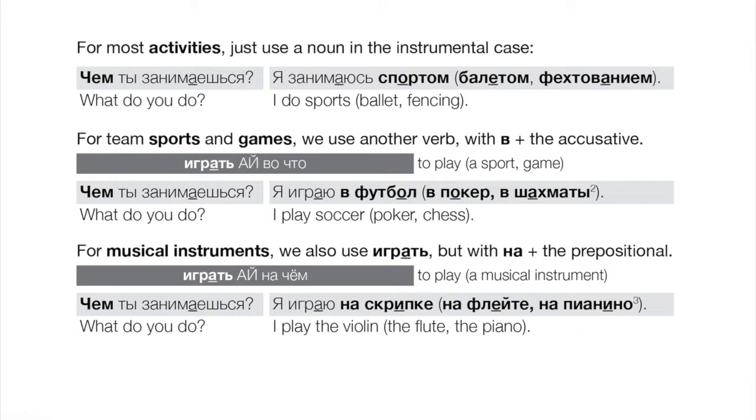Now, what about sports and games? There we could say заниматься plus the instrumental, or we could use this more specific verb, играть во что, right? To play a game. And you see that играть is followed by в plus the accusative in Russian. For example, чем ты занимаешься? You could say я играю в футбол, в покер, в шахматы, which is a plural-only noun in Russian. That means chess. Right, so в plus the accusative with sports and games, especially things like team sports.